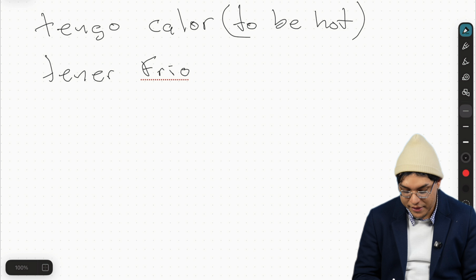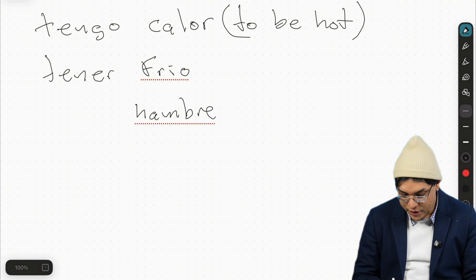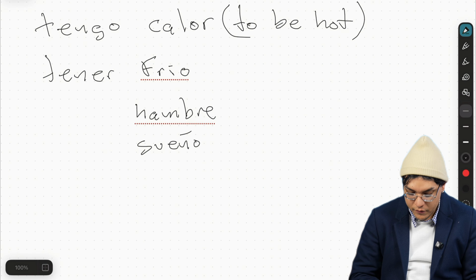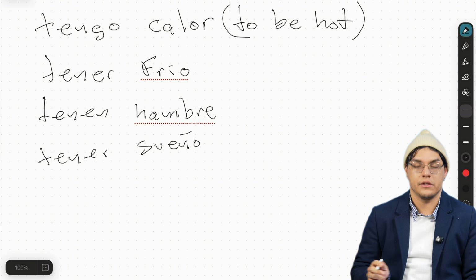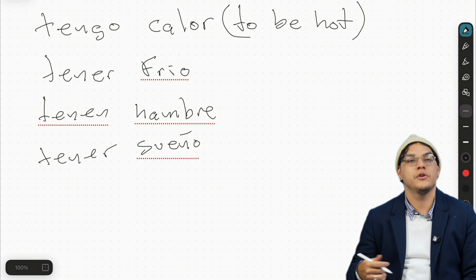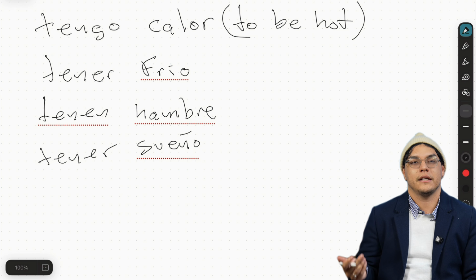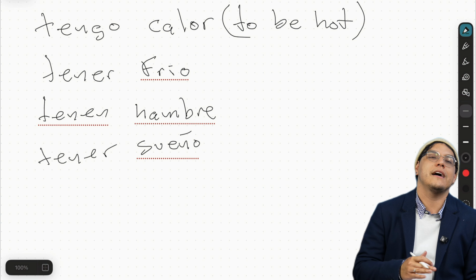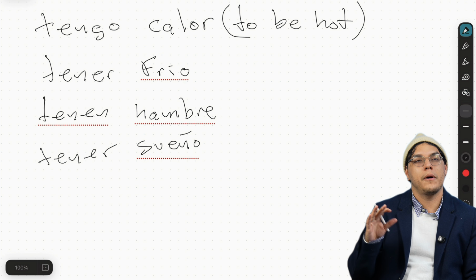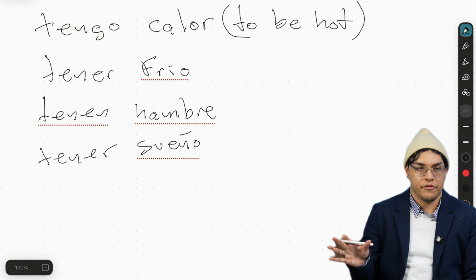And it's the same with hambre, to be hungry, and with sueño, to be sleepy. So tener hambre, tener sueño. Every time you want to talk about these kinds of sentences, you need to use the verb tener. Tengo calor, tengo sueño, tengo frío. Remember, guys, that at the end of the video, you're going to have a wrap up slide. This is something that every PES lesson has at the very end of the lesson. So you can take a screenshot of that.